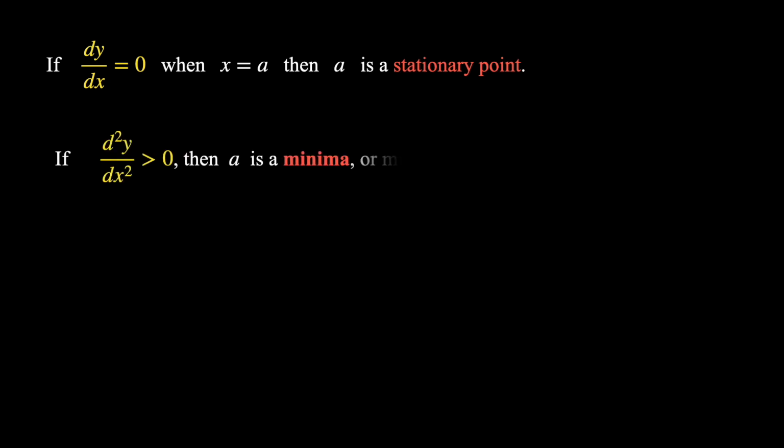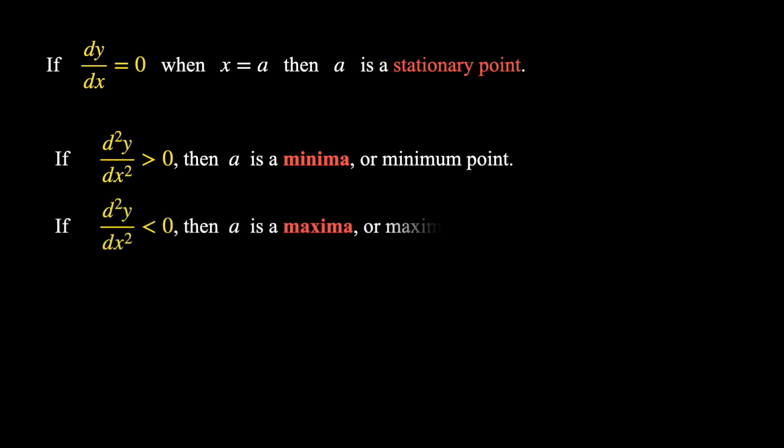If the second derivative at that point is a strictly positive number, then the point is said to be a local minima. At a local minima, the curve turns from a decreasing function to an increasing function as x increases. In contrast, when the second derivative is strictly negative, the point is said to be a local maxima. At a local maxima, the curve turns from an increasing function to a decreasing function as x increases.